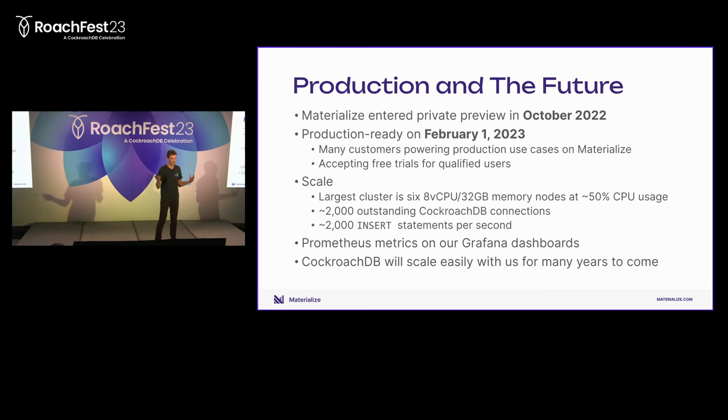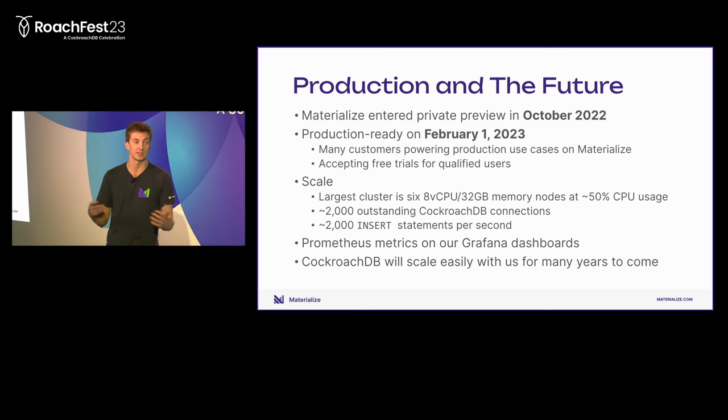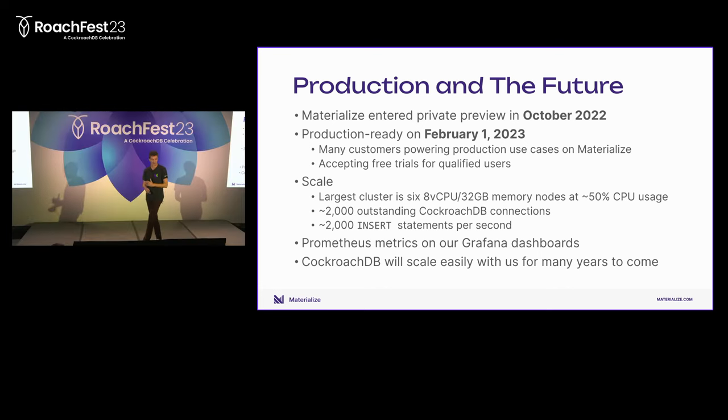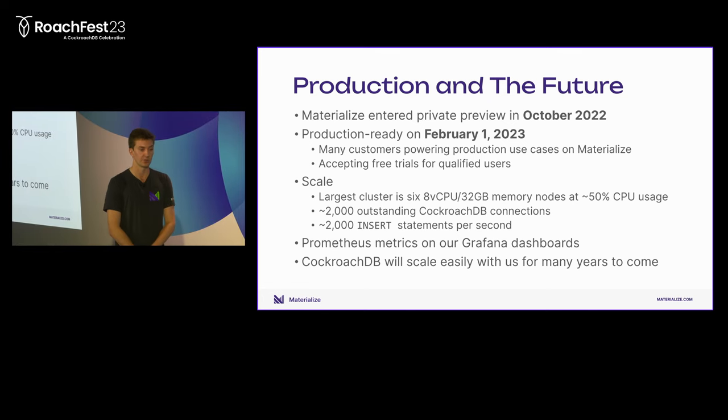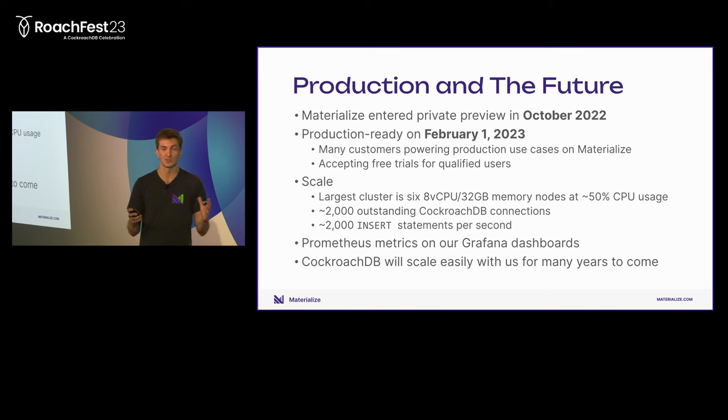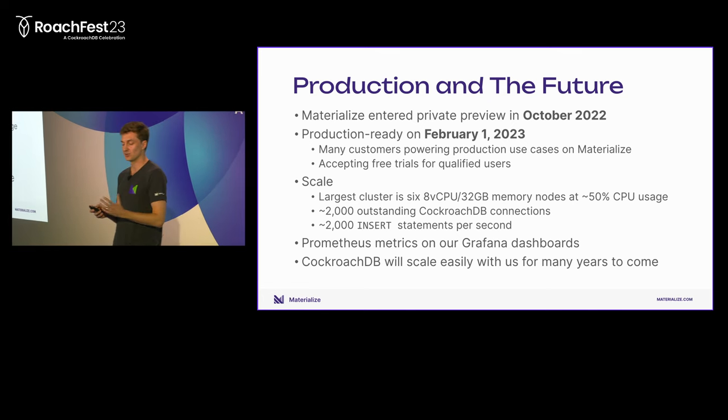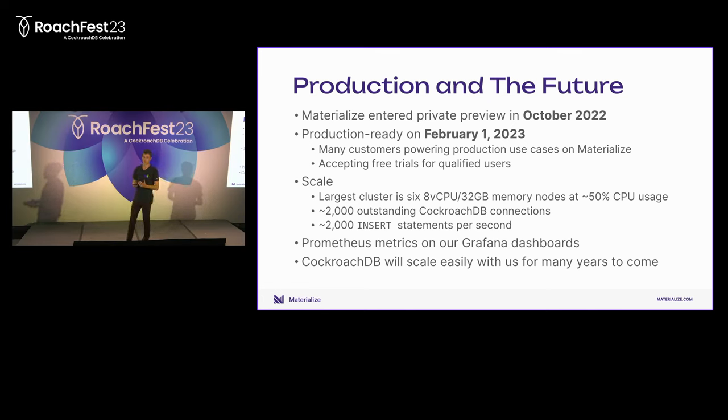How do we run Cockroach in production right now, and what are we looking towards in the future? So Materialize, the cloud-native product, went to private preview in October 2022, so we're still relatively young. We were production ready, if you will, on February 1st, 2023. And the great but also kind of scary thing was some of our private preview customers had already begun running production workloads on Materialize. Glad to see that it worked. A little bit scary, kept me up at night, but it's still pretty good.